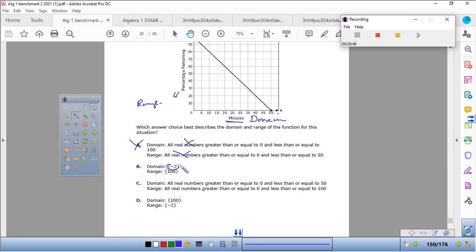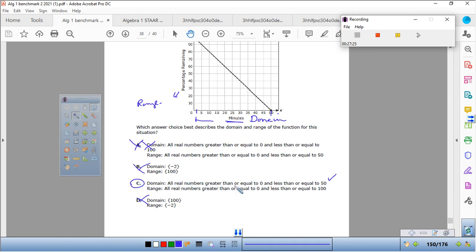And it's not a single element, no. All real numbers, ooh, okay. Oh, wait, I didn't read it right. My bad. All real numbers greater than or equal to 0, and less than or equal to 100. No, so domain is from 0 to 50. Out. There's my answer. Boom.